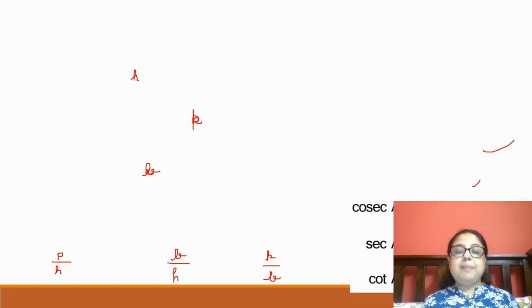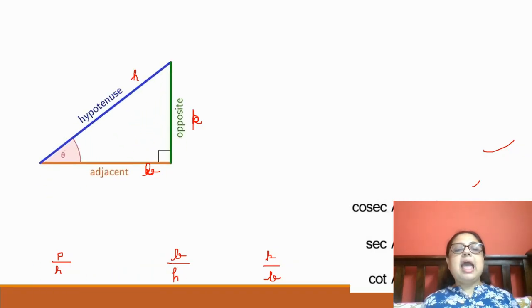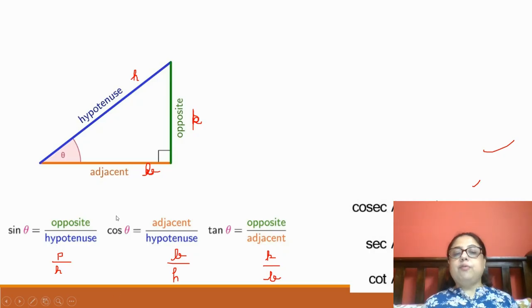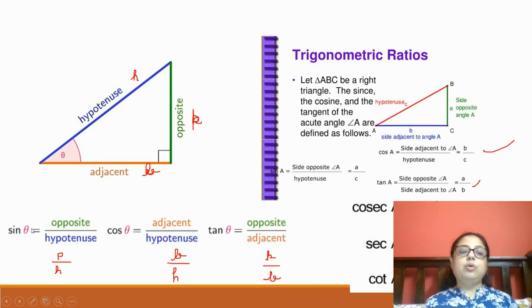There are three basic trigonometrical formulas, and the other formulas we can derive from those three. The value of sine theta, the value of cos theta, and the value of tan theta. These are the three basic formulas of trigonometry. Sine theta is equal to the ratio of the opposite side of theta and the hypotenuse. Cos theta is equal to the ratio of the adjacent side of theta and the hypotenuse, and tan theta is equal to the ratio of the opposite side of theta and the adjacent side.